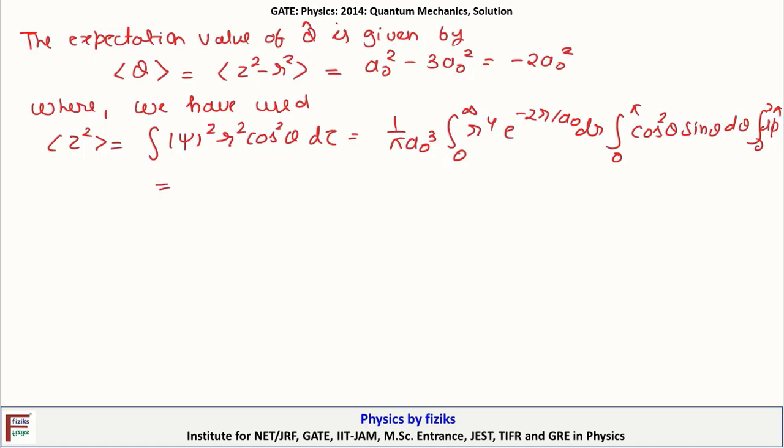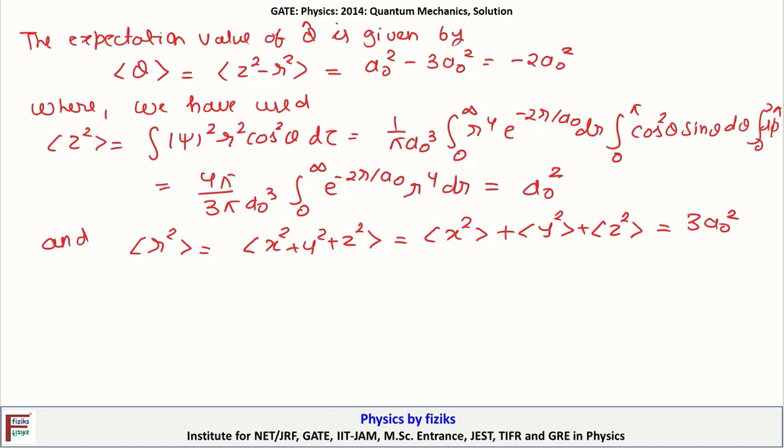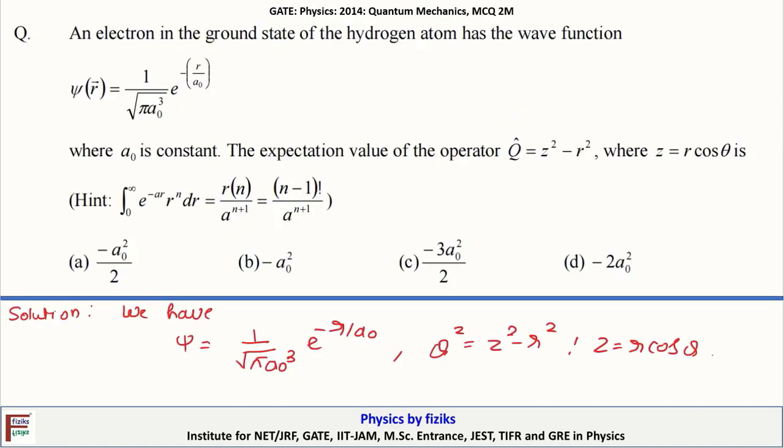So this value will give us 4π upon 3π a0³ ∫ from 0 to infinity of e^(−2r/a0) r⁴ dr, which is coming out equal to a0 r². Further, the expectation of r² would be the expectation of x² plus y² plus z², that is, the expectation of x² plus the expectation of y² plus the expectation of z², which is equal to 3a0². Thus, our correct option is D.